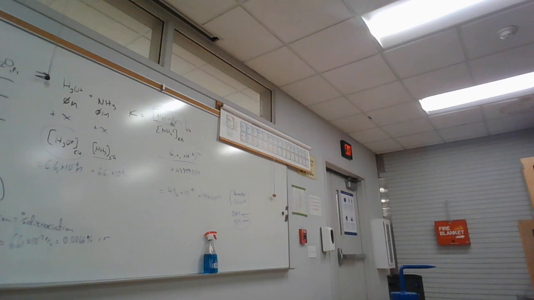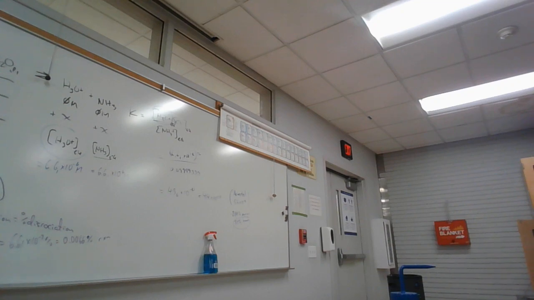So this is going to be minus x. Over here, this is going to be plus x. And this is going to be plus x. And so at equilibrium, I'm going to have 0.05 minus x molar. I'm going to have x molar hydronium and x molar ammonia. The molarity of water doesn't change, so we'll leave that out. And then I'm going to plug this back into the Kc equation, and so I'm going to have the hydronium concentration at equilibrium times the ammonia concentration at equilibrium divided by the ammonium concentration at equilibrium.